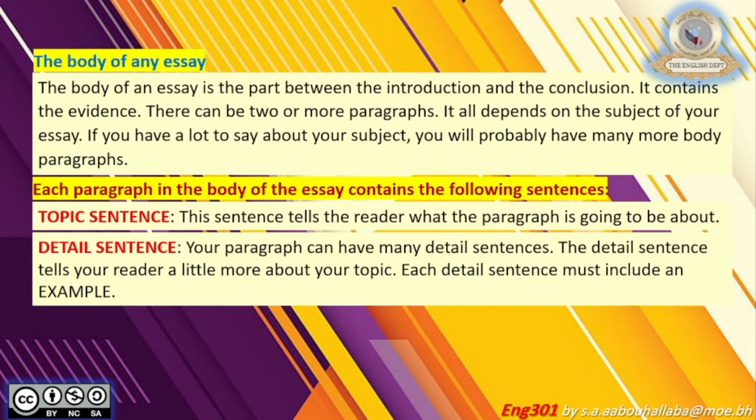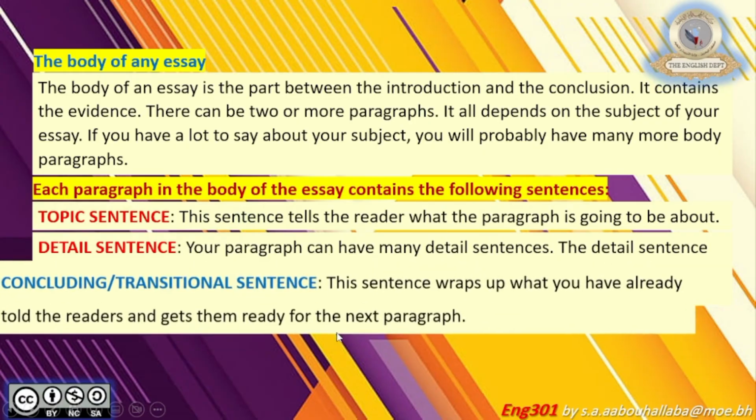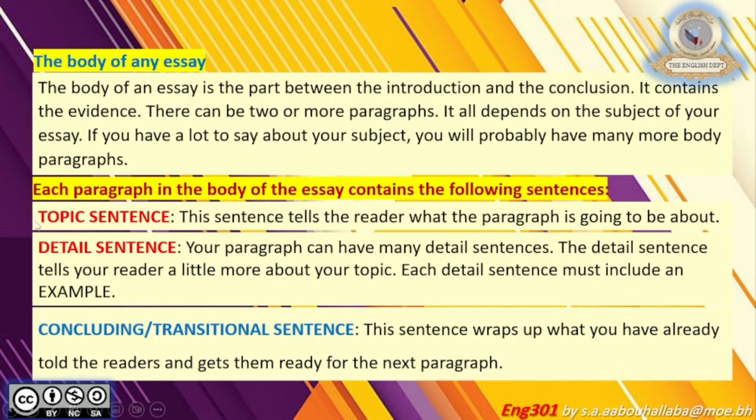Detail sentences. Your paragraph can have many detail sentences. The detail sentence tells the reader a little more about your topic. Each detail sentence must include an example. So you need to have an example for each idea you are introducing. Then a concluding or transitional sentence. This sentence wraps up what you have already told the readers and gets them ready for the next paragraph.